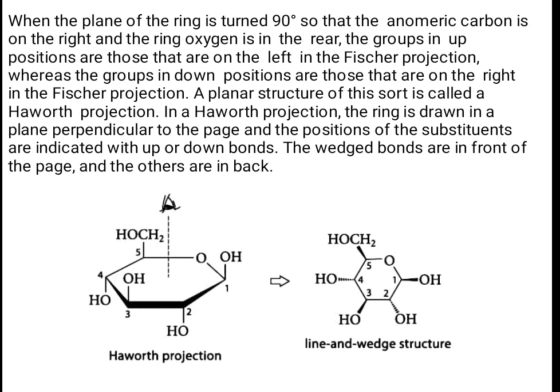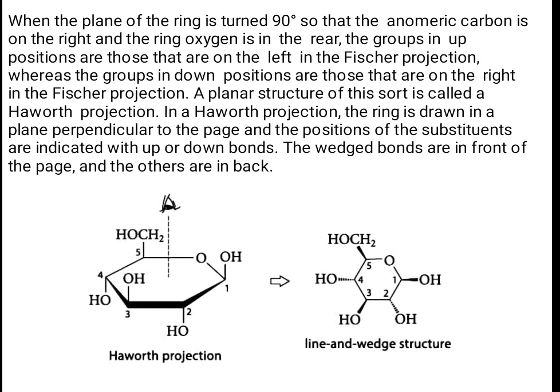Whereas the groups in down positions are those that are on the right in the Fischer projection. A planar structure of this sort is called a Haworth projection. In a Haworth projection, the ring is drawn in a plane perpendicular to the page and the positions of the substituents are indicated with up or down bonds. The wedged bonds are in front of the page and the others are in the back.